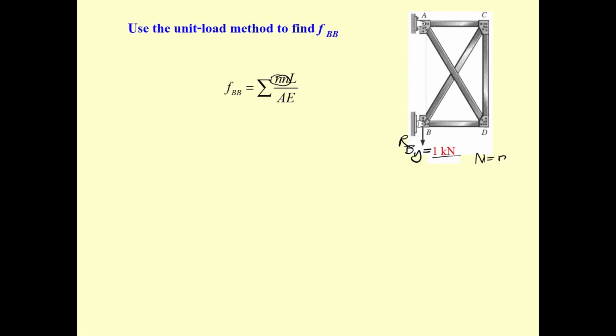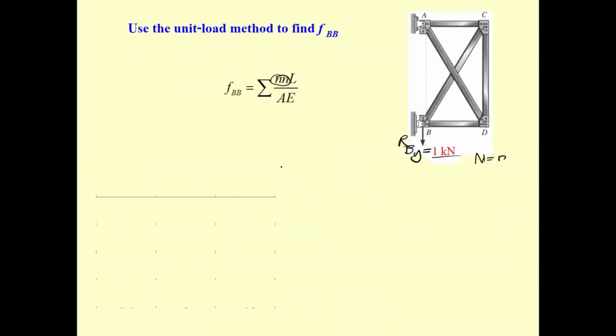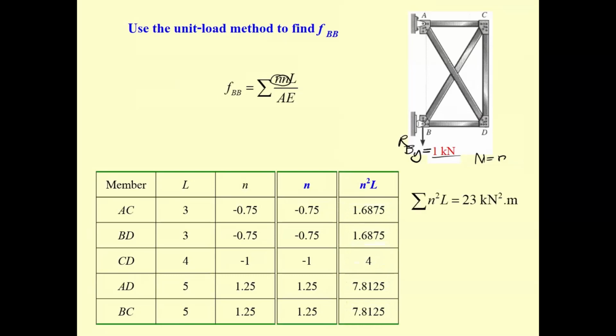For the task, you got small n square. Use the same n that you have from the previous slide. You didn't need to determine it again, right? Just use it and put it into the equation. You get n square L to be 23 divided by AE.